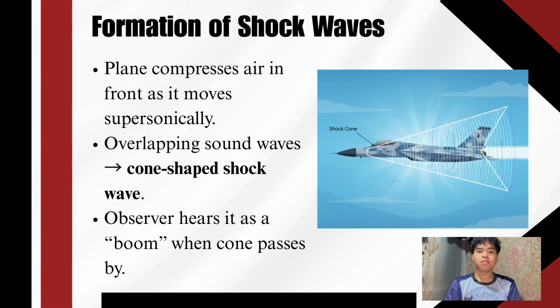Now, how do shock waves form? When an airplane moves at supersonic speed, it compresses the air in front of it. Since the plane is moving faster than sound itself, the air doesn't have enough time to move out of the way. This results in overlapping sound waves that merge together, creating a cone-shaped shock wave, also known as the shock cone. The tip of the cone stays attached to the aircraft as long as it flies faster than sound.